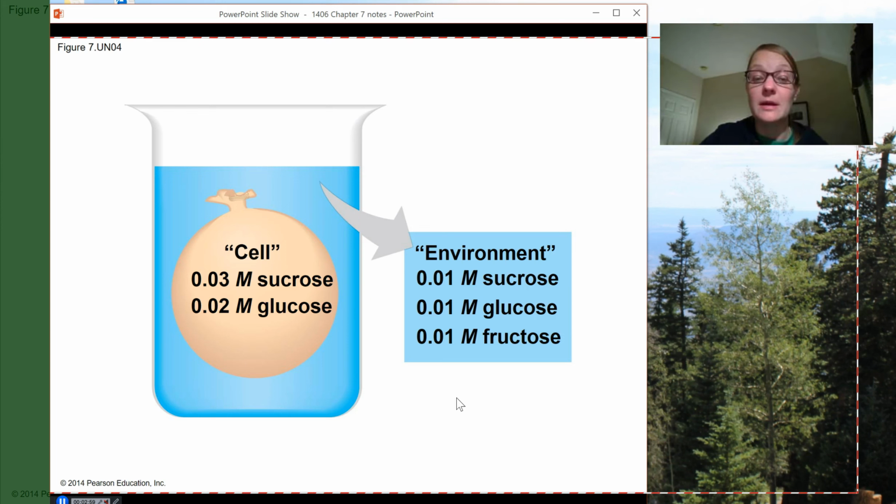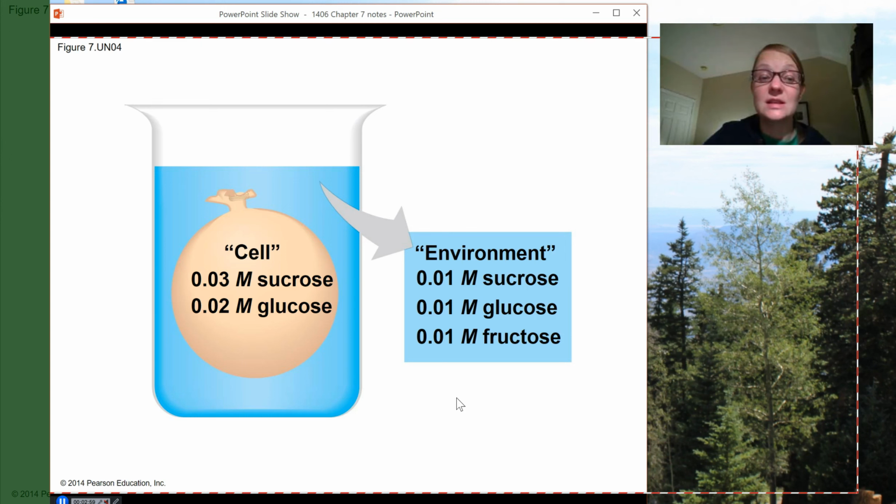All right, now think about it. So it's only permeable to sucrose. That means that the glucose concentration is not going to change inside or outside the cell. Fructose concentration is also not going to change because they don't have the ability to move across that membrane. Only the sucrose concentration can change, right? So in this case, we take a look, right?